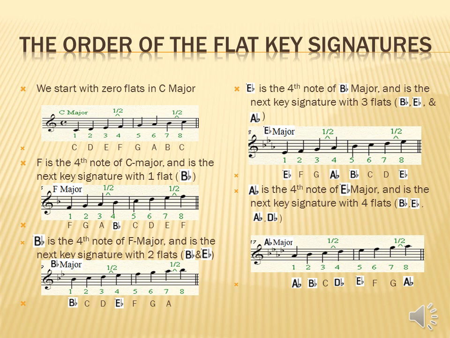E flat is the fourth note of B flat major and is the next key signature with 3 flats, B flat, E flat, and A flat. A flat is the fourth note of E flat major and is the next key signature with 4 flats, B flat, E flat, A flat, and D flat.